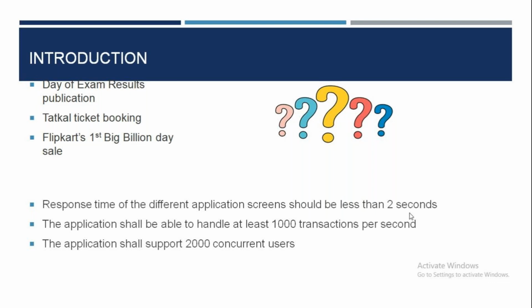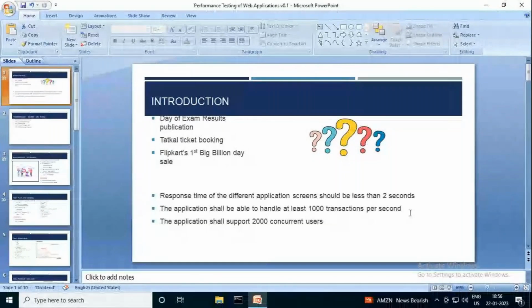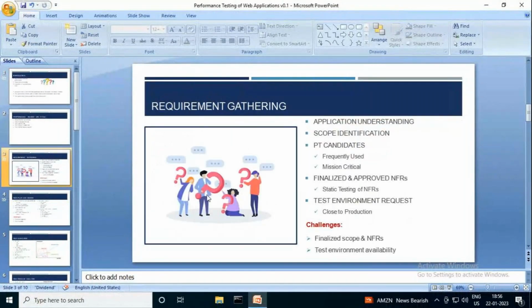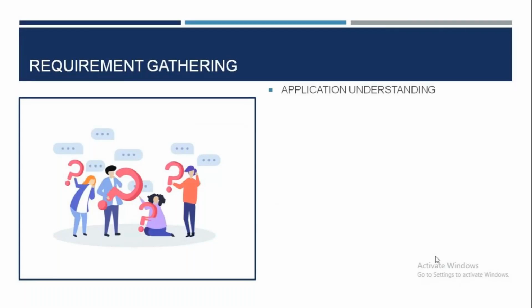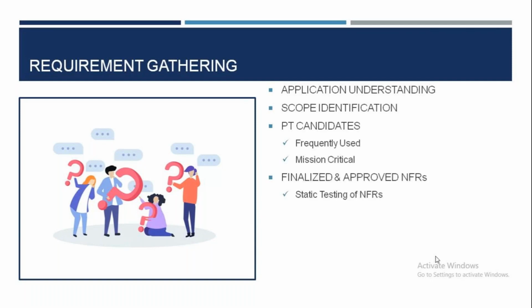Now why do we get the 503 service temporarily unavailable issue? Either the server is down or you are not able to access the resource of the application. So these are the different kinds of NFRs. Your objective in this phase is also to gather the non-functional requirements.